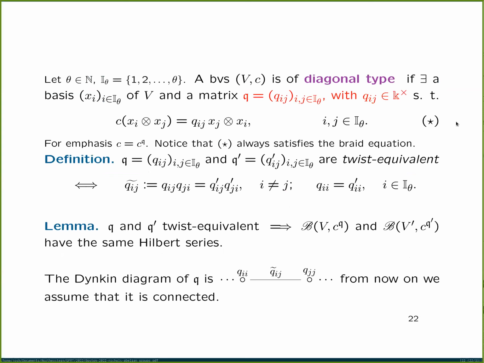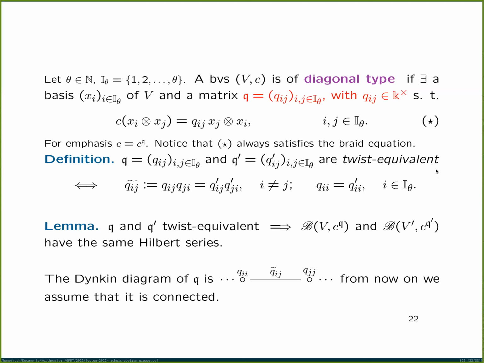Now, how we use this information on the previous slide, this can be used as follows. Again, I consider a graded vector space of diagonal type, as we had before, given by a basis x_i and a matrix q. c(x_i ⊗ x_j) = q_ij x_j ⊗ x_i. A remark is that this formula always satisfies the braid equation, essentially because the underlying field is commutative.